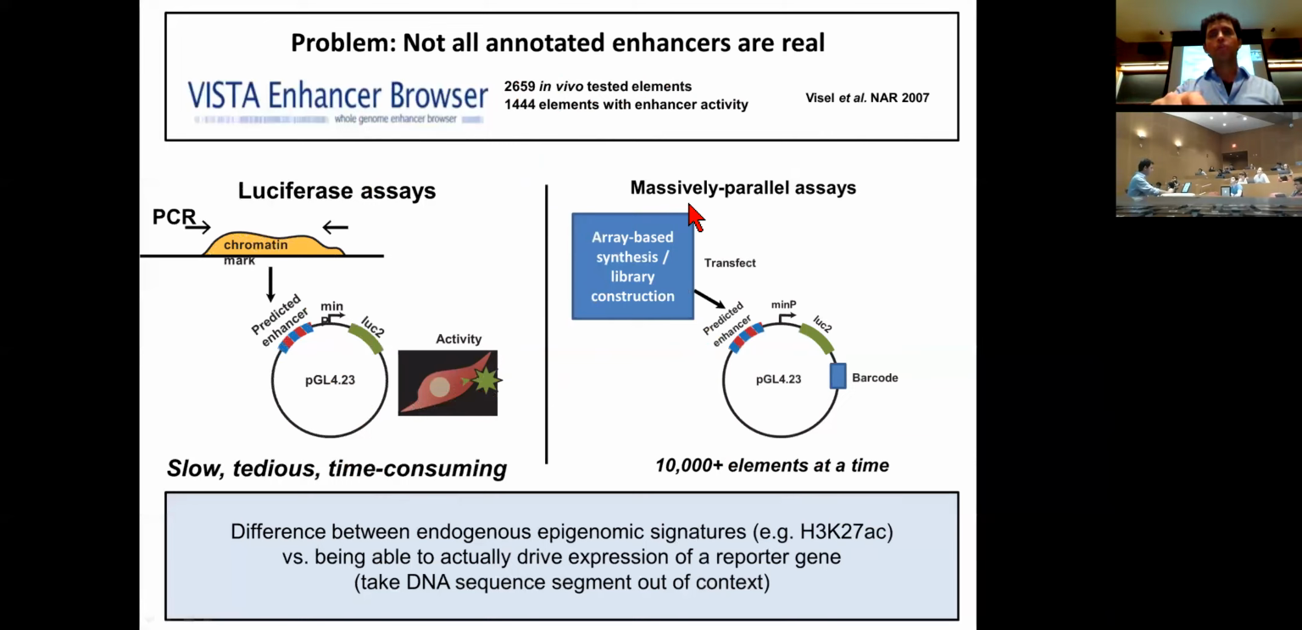And the technology that I want to talk about today is this massively parallel reporter assays technology. So what that allows us to do is, instead of putting a single enhancer, I'm going to put 10,000 enhancers in one experiment. How? By synthesizing them in a microarray. So I can order a microarray. They will generate that microarray. I can cleave off the little fragments from the microarray, and I will end up with 10,000 sequences.